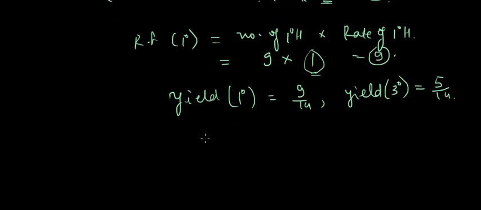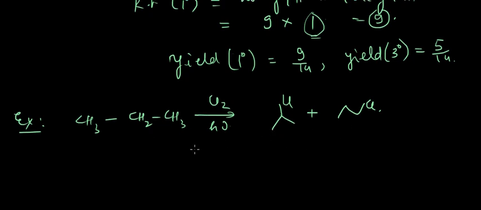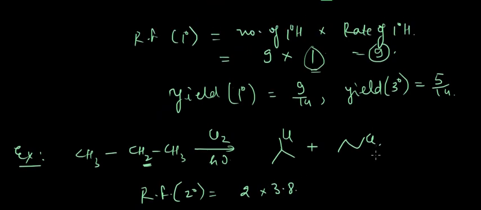Okay, let's see another example wherein we have a compound like this, and we are reacting it with Cl2 and H nu. We get this product, plus obviously we'll be getting this product. So let's see which would be the major product based on the rate factor. The rate factor for 2 degree: how many 2 degree hydrogen atoms are there? Only 2. And what is the rate? We discussed 3.8 here.